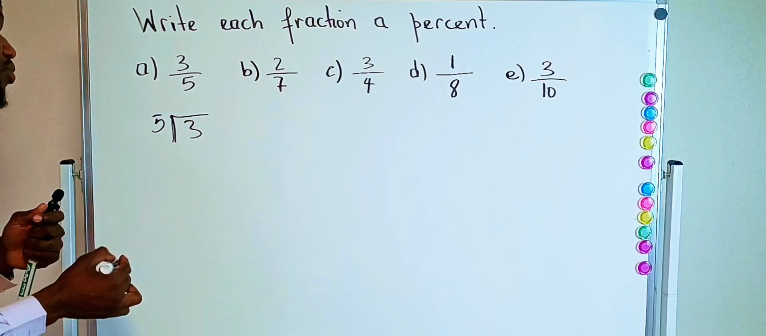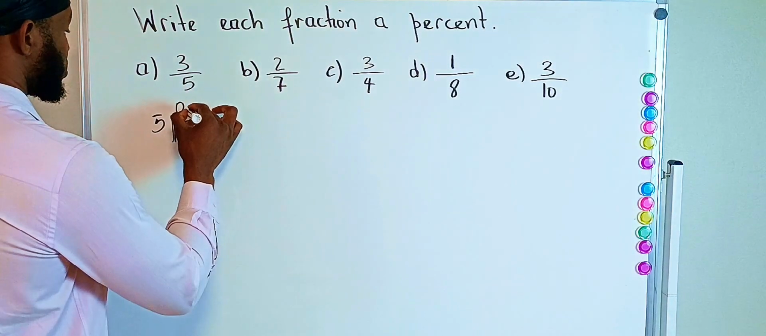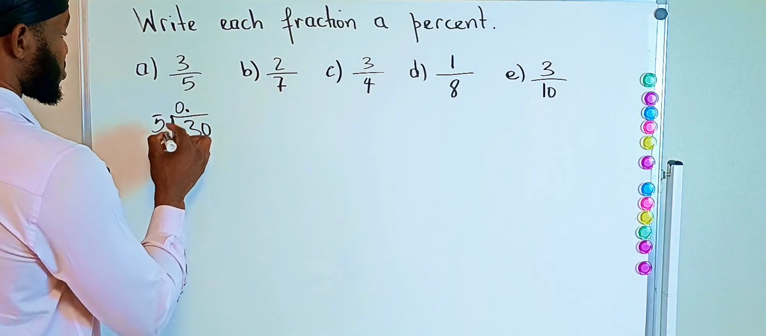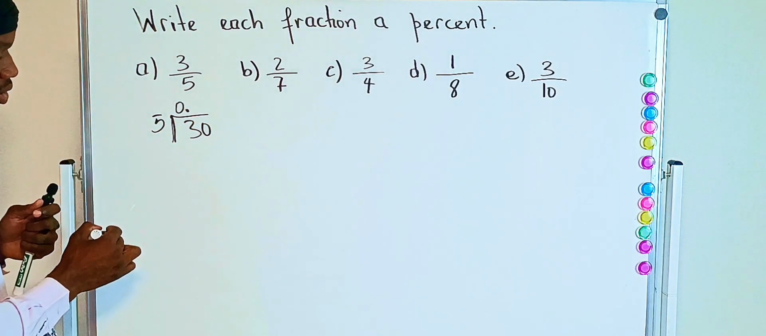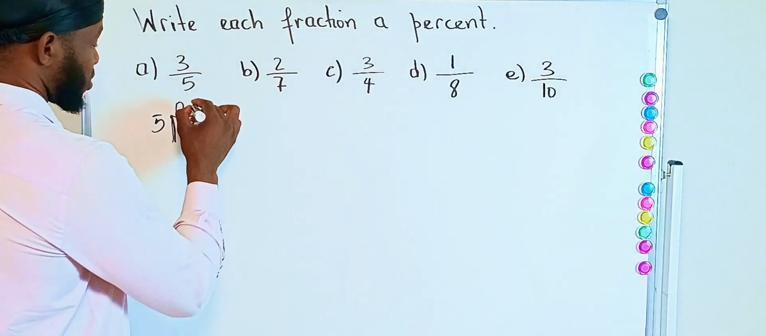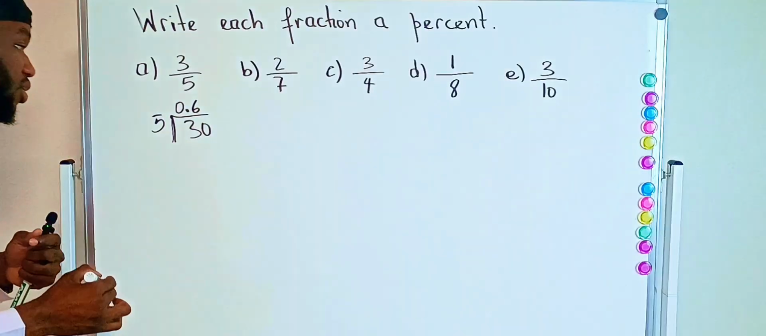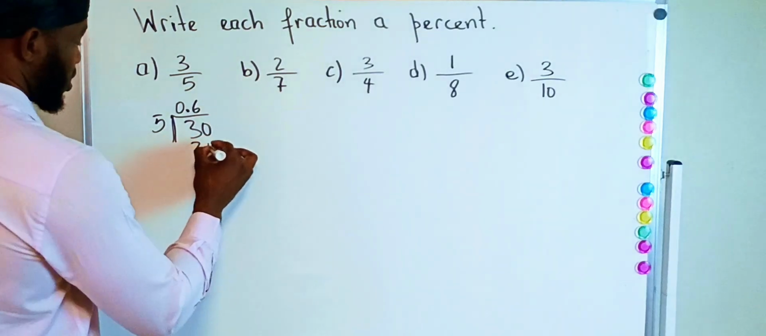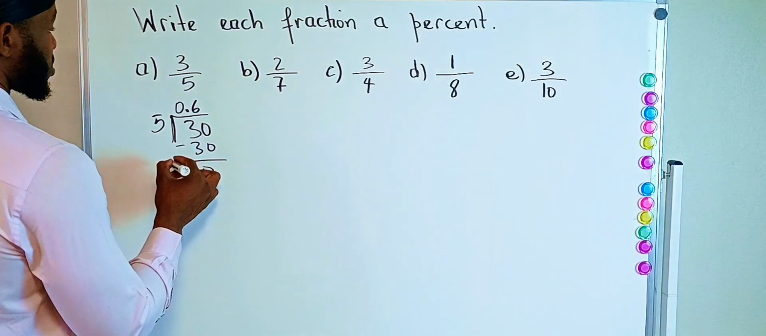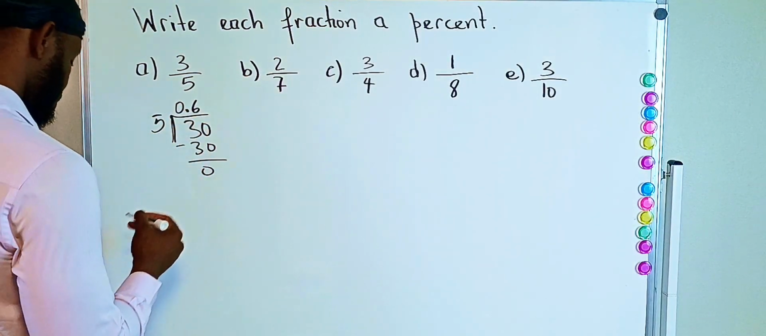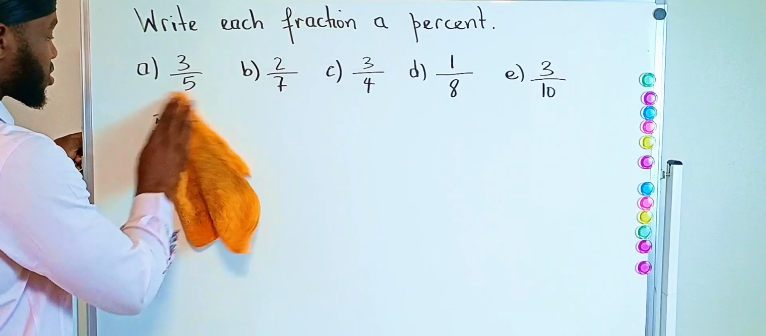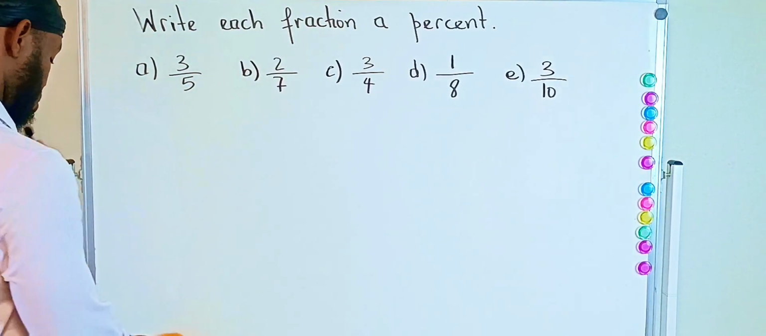In 3, how many sets of 5 can we do? Nothing. We bring down a 0 here. And in 30, how many sets of 5 can we do? We can do 6. 6 times 5, 30. 30 minus 30, 0. So that means the decimal equivalent of that is 0.6.